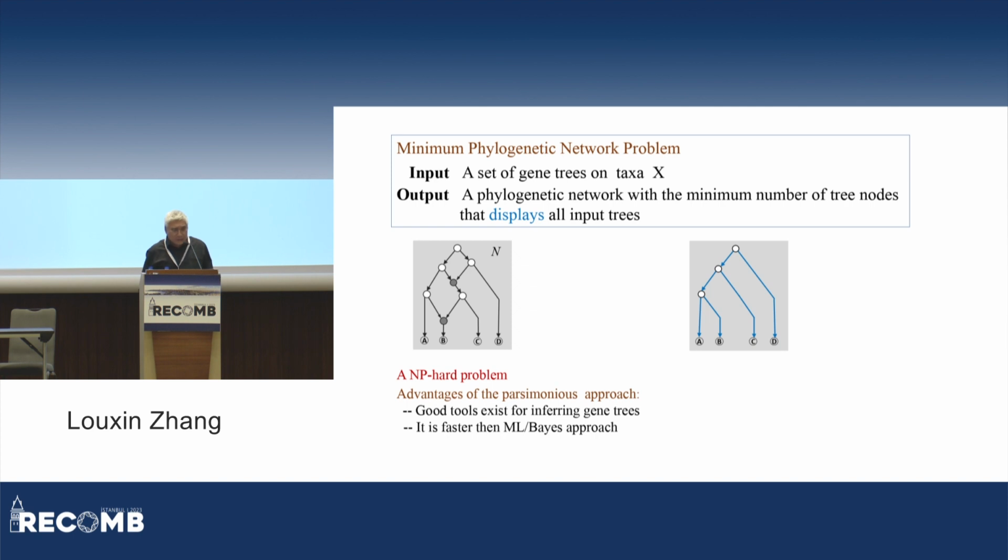The problem is still NP-hard, but the nice thing about this approach is there are good tools for inferring the gene trees. As I also mentioned earlier, this approach is faster than the maximum likelihood approach in general.